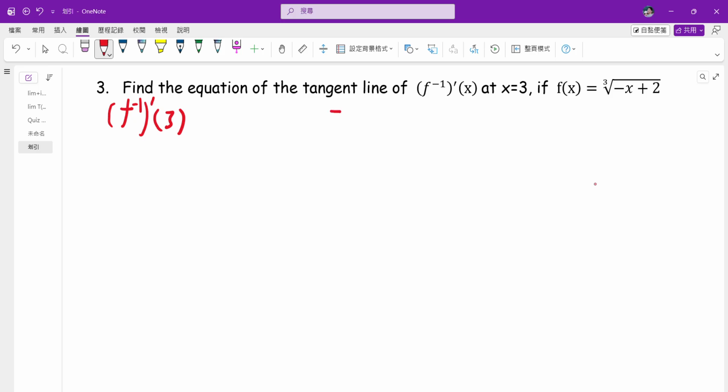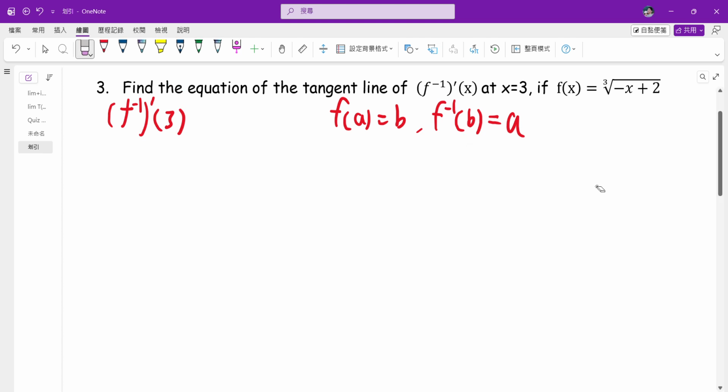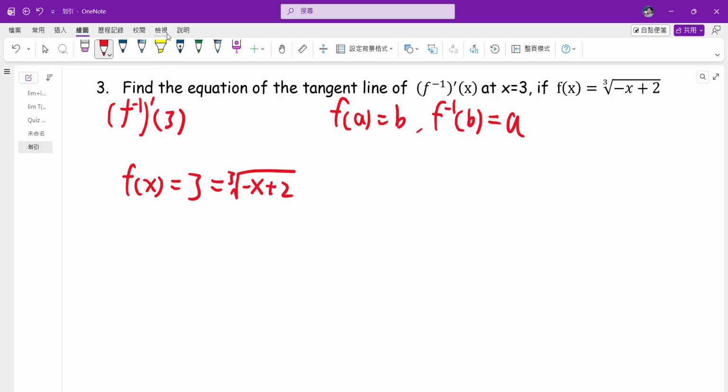I say when f of a equals b, then f inverse of b equals a, right? But we are looking for when b equals 3. So we're looking for a. So we are looking for what value of x makes y equal 3 from the original function, right? That's the cubic root of negative x plus 2, okay?